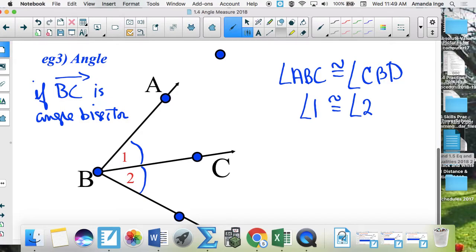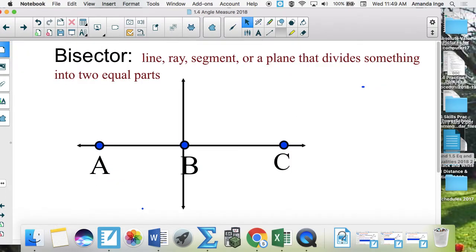So what's an angle bisector? It's a line, a ray, or segment that divides an angle into two equal angles. Just like this bisector is a line, a ray, a segment, or a plane that divides the segment into two equal parts. So bisector means it divides it into two equal parts. So that means this piece would be equal to that piece.